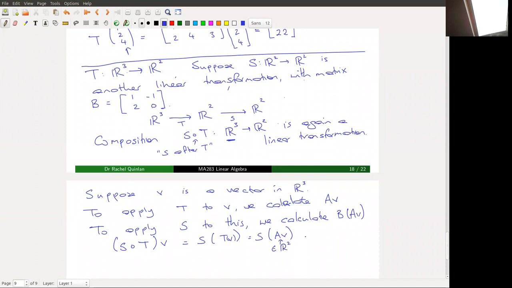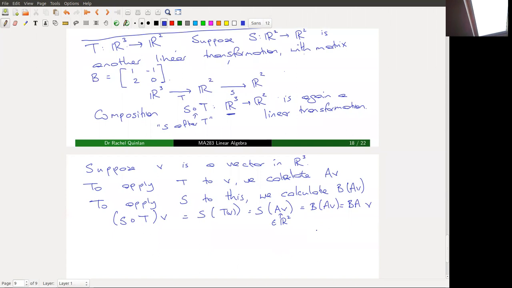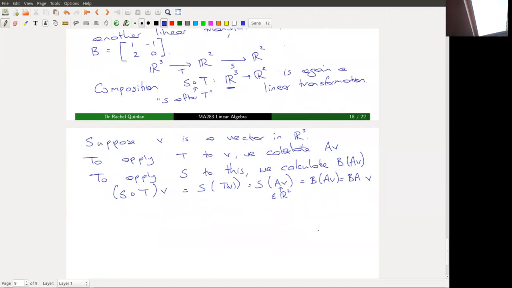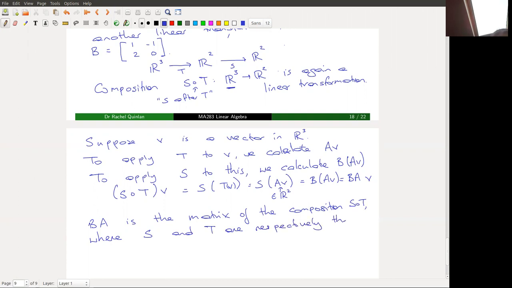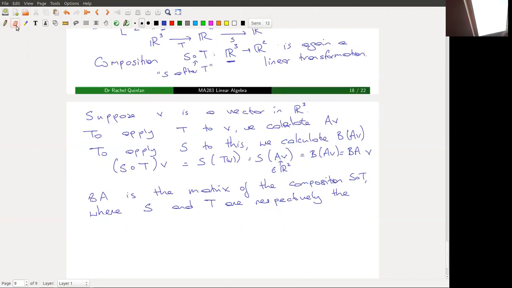And to apply S to an element of R2, we multiply by the matrix B. So this is BAv, which is the same as v multiplied by the matrix BA. B is a 2 by 2 matrix, A is a 2 by 3 matrix, and BA is their product. So BA is the matrix of the composition S after T, where B and A are respectively the matrices of S and of T.